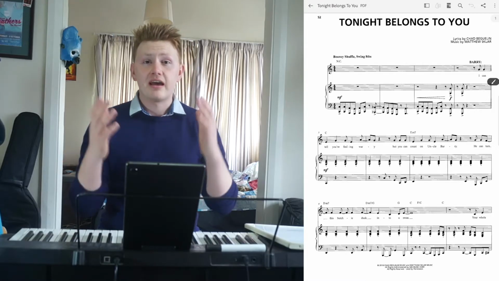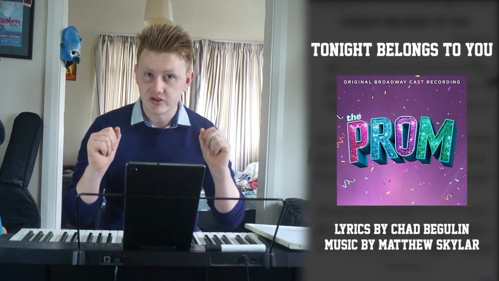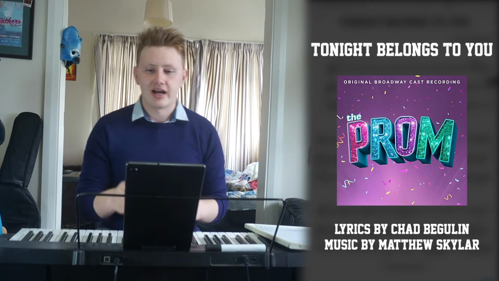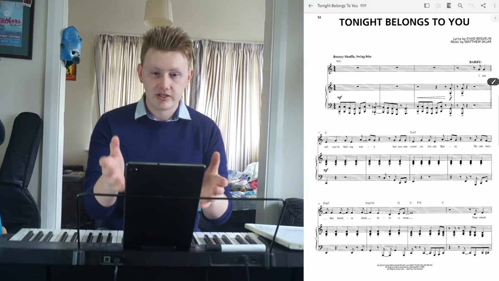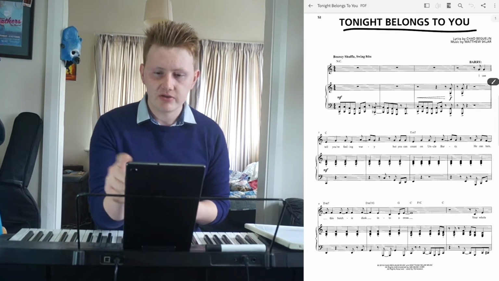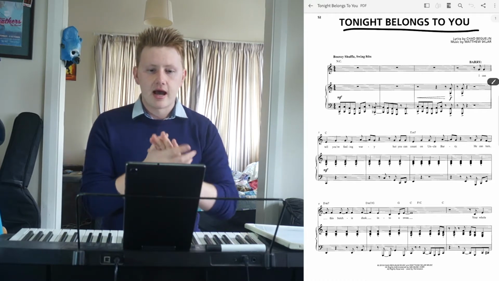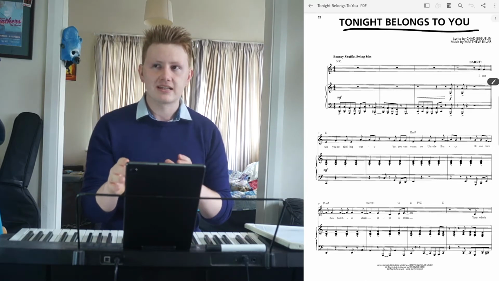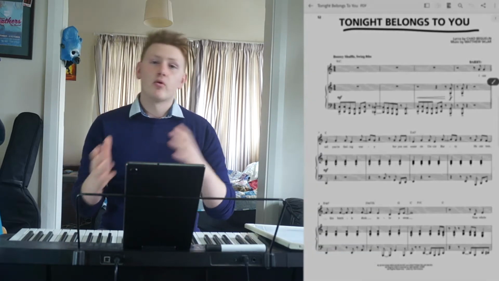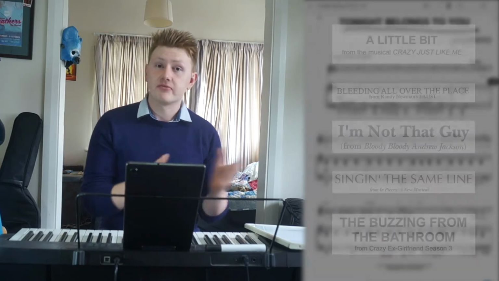So we're just going to jump in and start looking at a piece of sheet music. This is Tonight Belongs to You from the musical The Prom, written by Chad Beguelin and Matthew Sklar. The first things that you will look at, naturally, when you look at a piece of sheet music, is up the top, you've got the title. Tonight Belongs to You, usually in big block letters, but it's always big, bold at the top. Sometimes, if it's from a particular album or a particular show, underneath you will occasionally get a line saying from, and in this case it would be from The Prom.